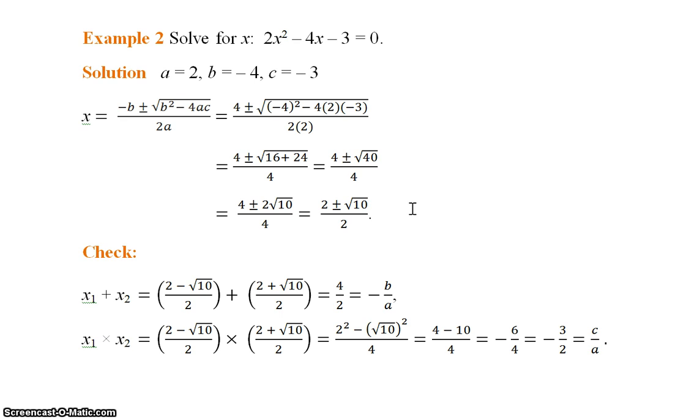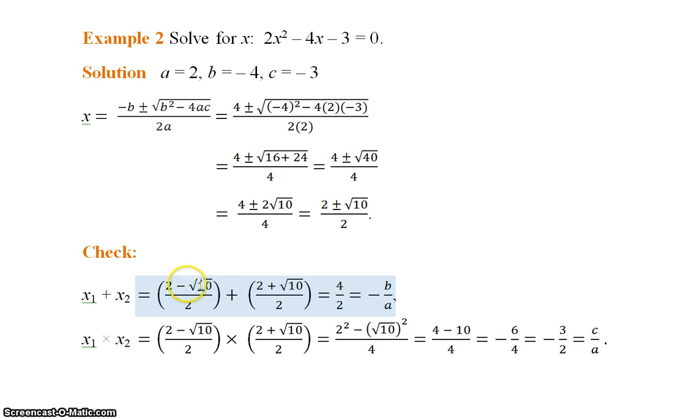This equation has two real roots, 2 minus square root of 10 over 2 and 2 plus square root of 10 over 2. Let us check the roots using Vieta's formulas. The sum of the roots, 2 minus square root of 10 over 2 plus 2 plus square root of 10 over 2.